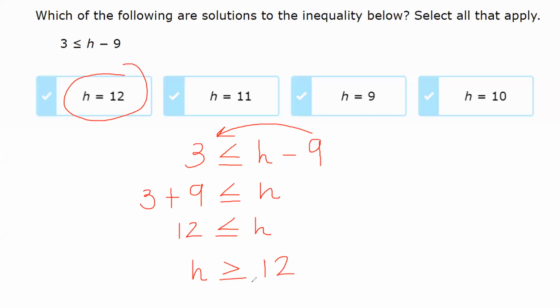Because H is greater than or equal to 12. So since it's equal to 12, we include the 12. You understand? So it's going to be 12 and numbers that are greater than 12. But it cannot be less than 12. That's why 11 and 9 and 10 cannot work. You understand that? Good.